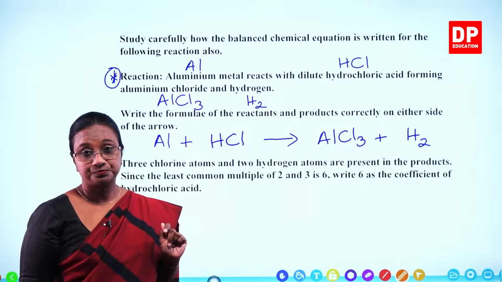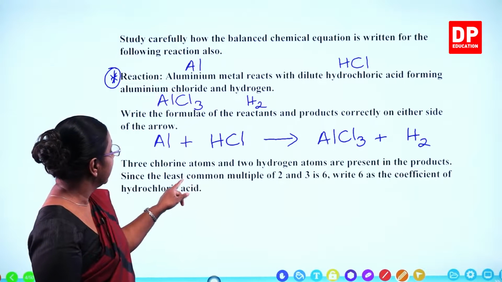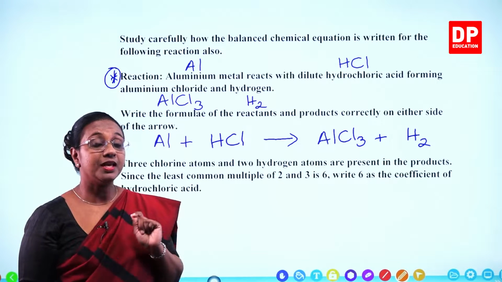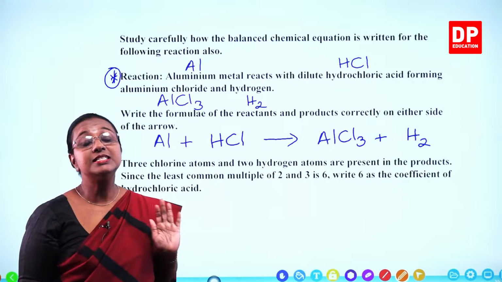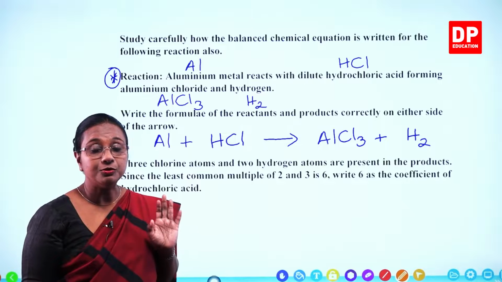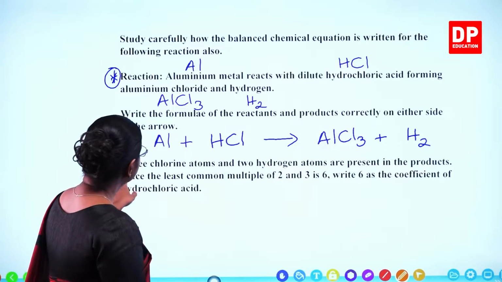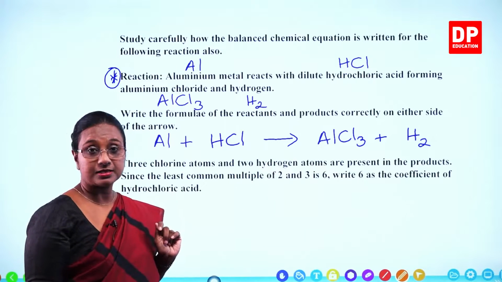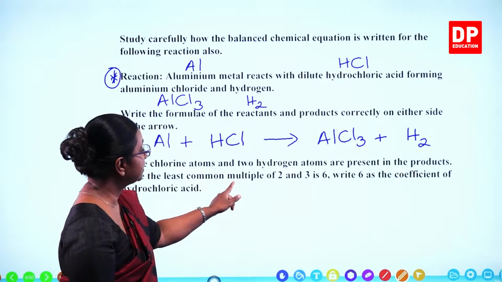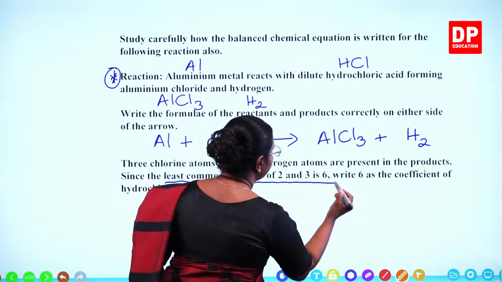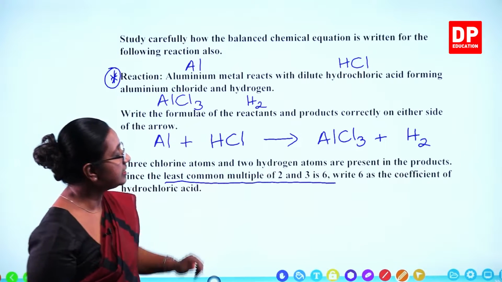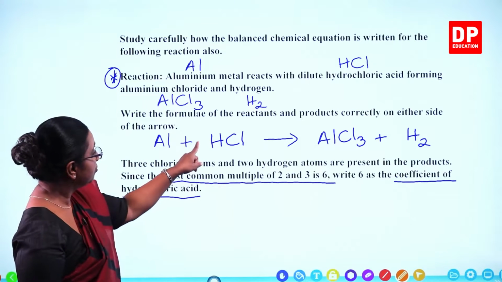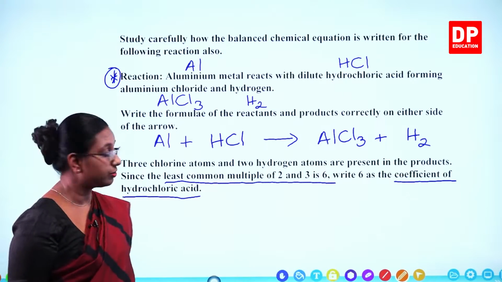Then what do we do? We consider the least common multiple. Least common multiple, LCM, is equal to 2 into 3, 6. So that is the value that we need to consider. 3 chlorine atoms and 2 hydrogen atoms are present in the products. Since the least common multiple of 2 and 3 is 6, write 6 as the coefficient of hydrochloric acid. So you need to put a 6 in front of hydrochloric acid.